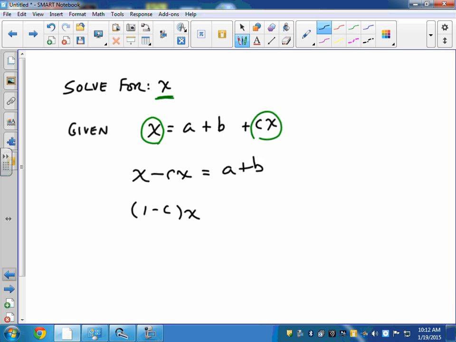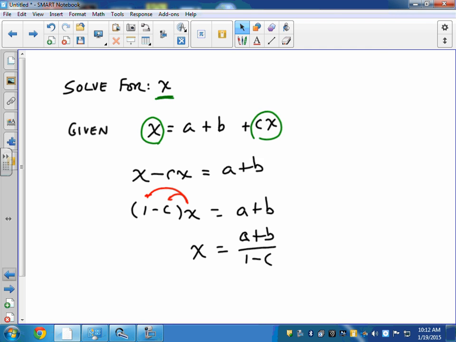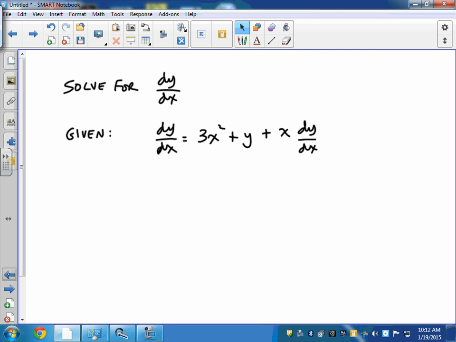Make sure you factor it correctly. There's your 1x. There's your minus cx. So we have (1 - c) times x is equal to a plus b. And lastly, we can divide: x is going to be (a + b) over (1 - c). And that's the solution. Now, where would this come into play later down the road?